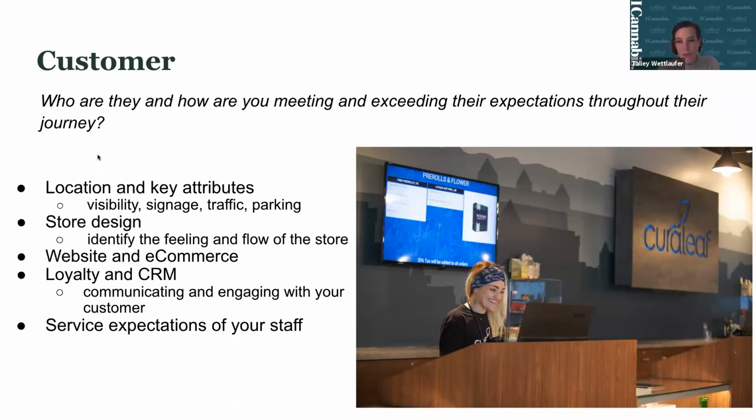So the first thing to think about is your location and what the key attributes are of your dispensary, right? And this, again, same rules as it would be as any other retail store, right?